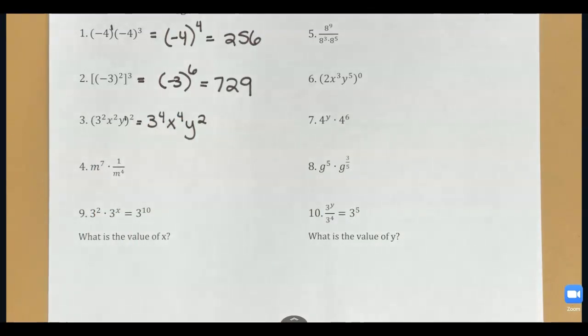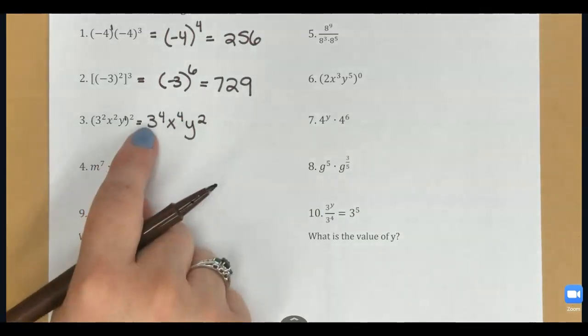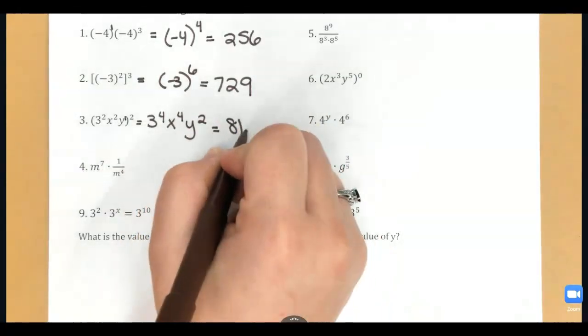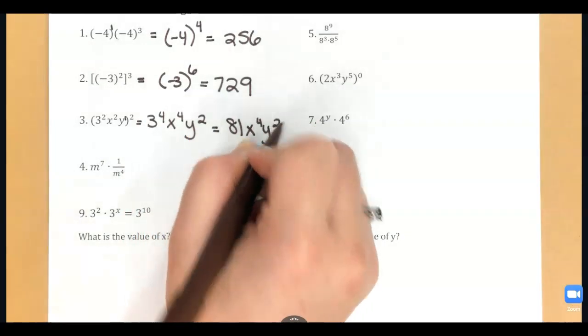So out of those, my x and y's are going to stay as variables, but I can figure out 3 to the 4th power. That's going to be a number, and that's 81. So 81x to the 4th, y squared.